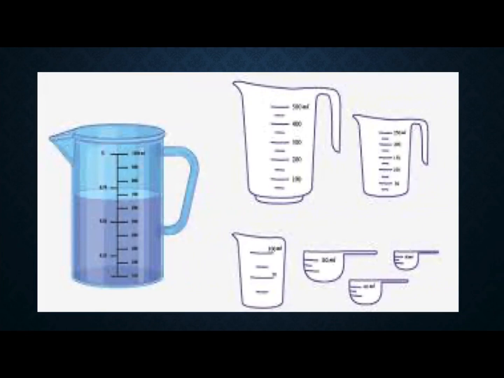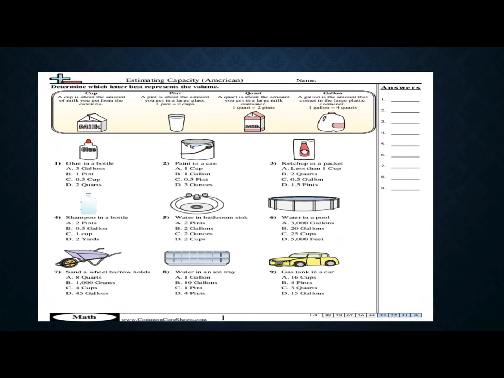Now look at the measuring jars. You can easily understand there are markings over the jars. By this you can take the measured amount of liquid that you want.